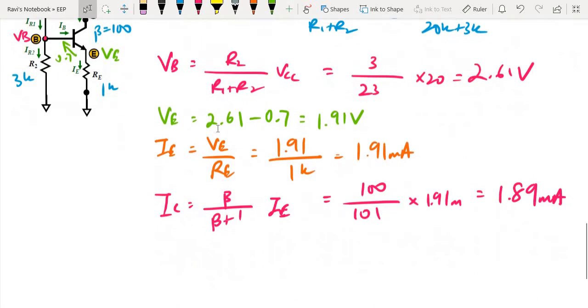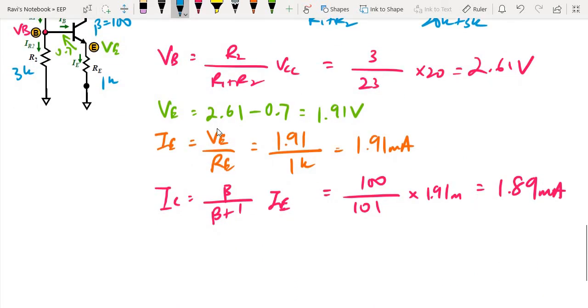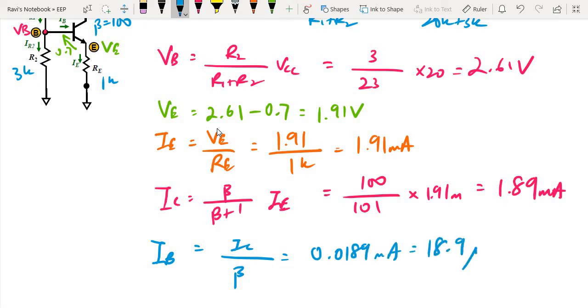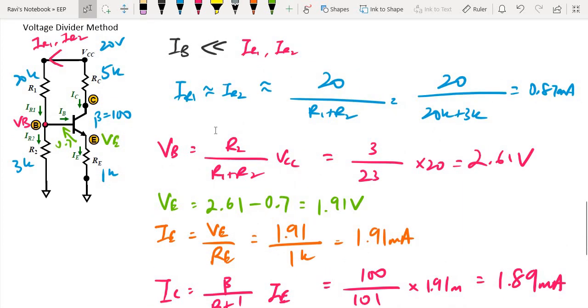Now that we have IC, we can work back to IB. IB is equal to IC over beta. IC is beta IB, so IB is IC over beta, which is now 0.0189 milliampere, which is 18.9 microamperes. So you can see that with the voltage divider rule approach, starting off with this assumption, we can actually solve the circuit and still get our answers without going through the Thevenin approach.